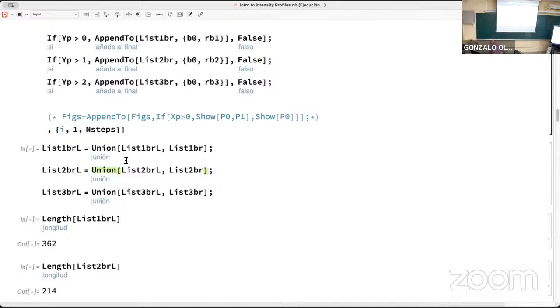Any other question or comment? Adria is not here. This button is his.